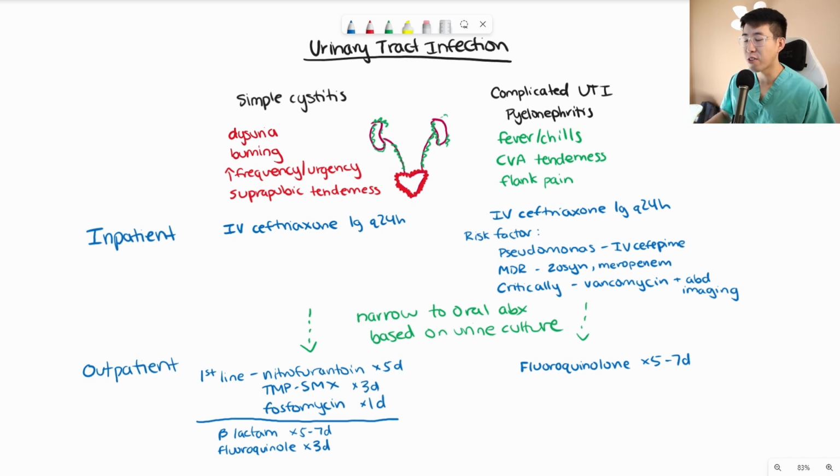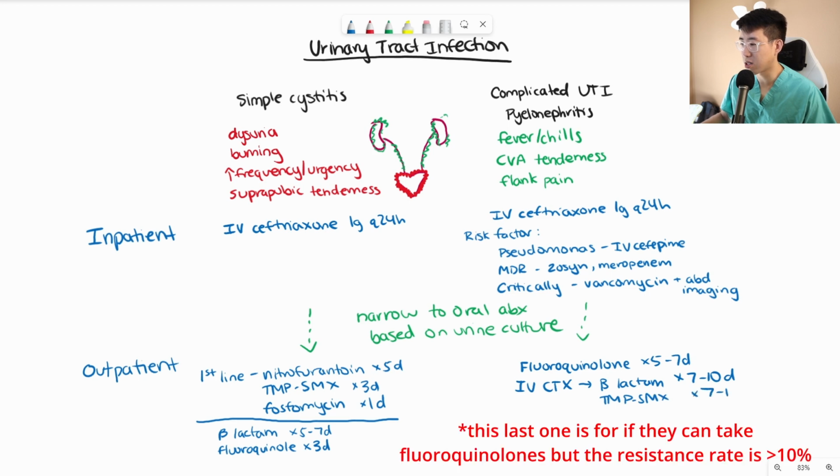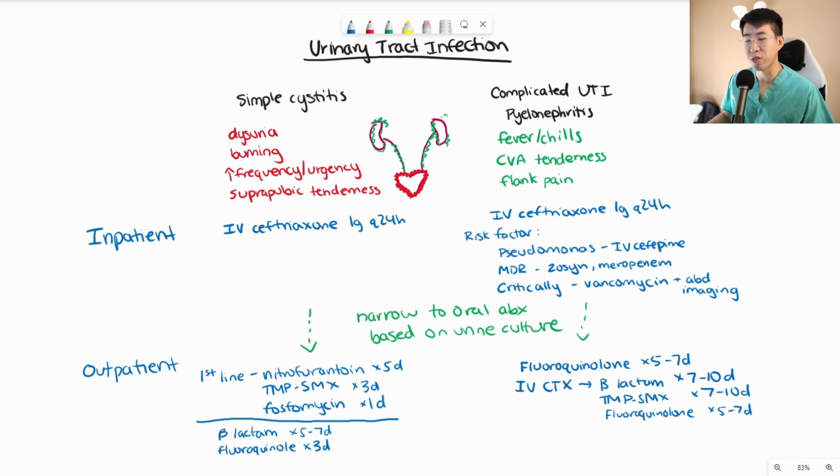If there's high rates of fluoroquinolone resistance, greater than 10%, they recommend giving 1 dose of IV ceftriaxone, followed by a beta-lactam for 7 to 10 days, or trimethoprim sulfamethoxazole for 7 to 10 days. Or you could still do a fluoroquinolone for 5 to 7 days. And if there's a high risk for multi-drug resistant organisms, then you could give 1 dose of IV ertapenem and then give them fluoroquinolones for another 5 to 7 days.